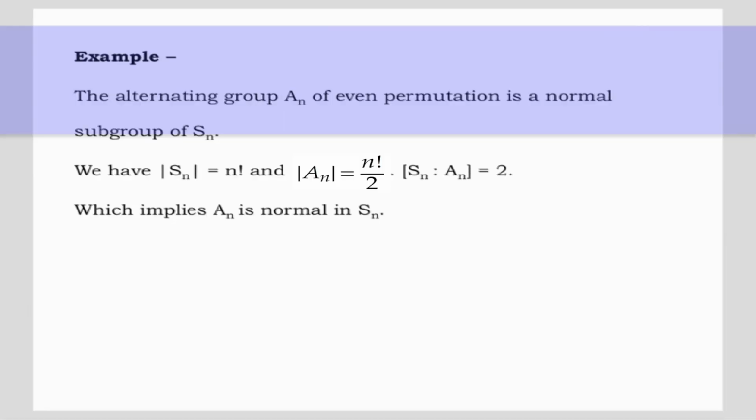Another example is the alternating group. The alternating group An of even permutations is a normal subgroup of Sn. We have the order of Sn is equal to n factorial and order of An is equal to n factorial by 2. Therefore, Sn:An is equal to 2, which implies An is normal in Sn. Now, let us see some theorems.